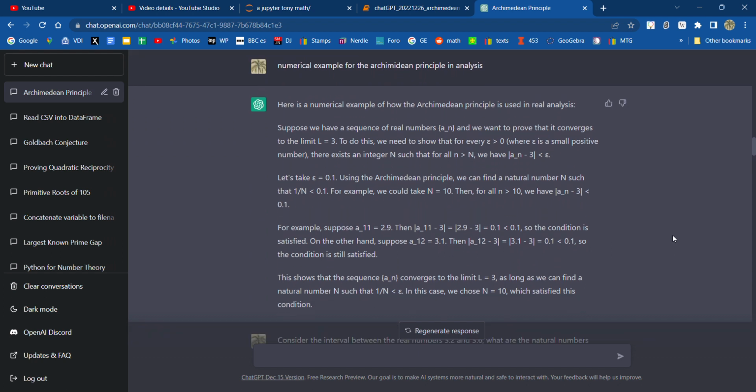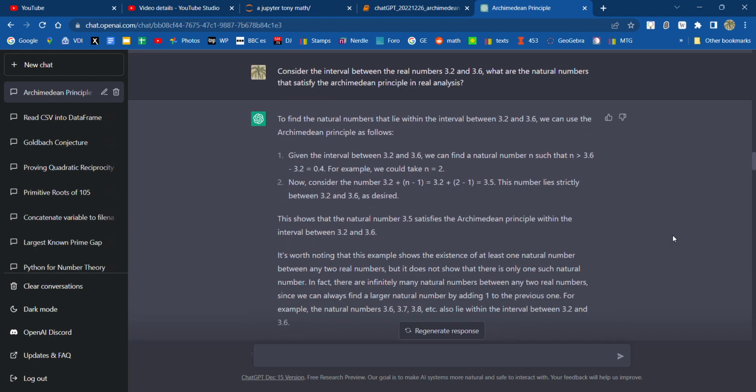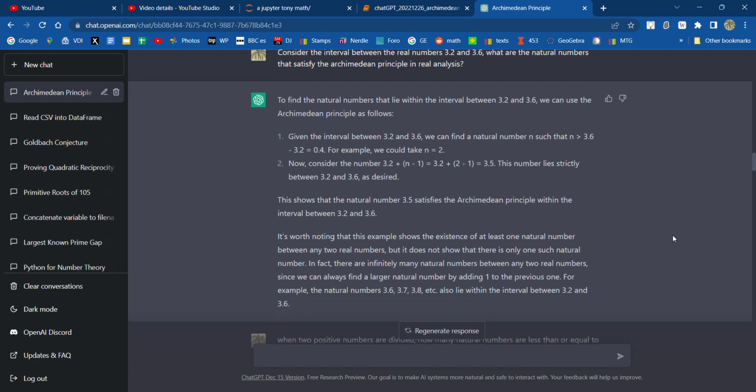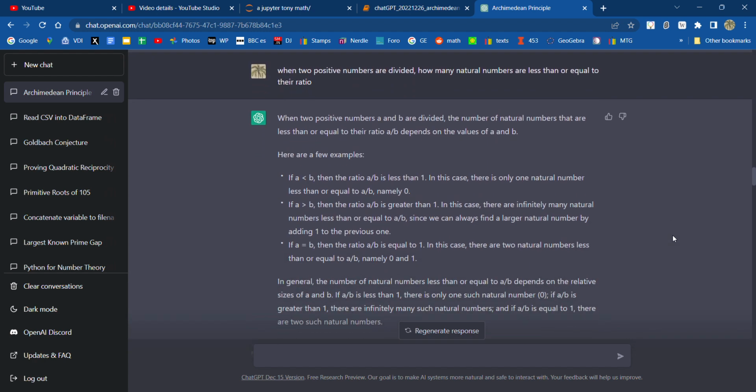Then I tried to get it to give me a numerical example. It gave me an example from limits, which I didn't check, but I'm sure it's correct. And then I wanted to get back to why it was making that mistake, but it just spit out the same thing. Then I tried to get it to explain to me what it was doing.